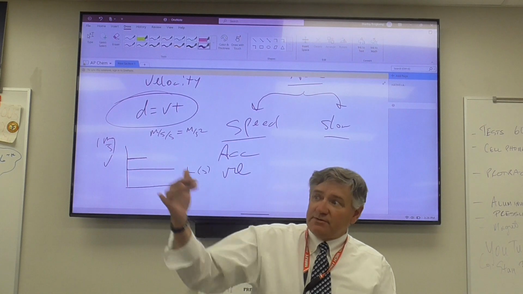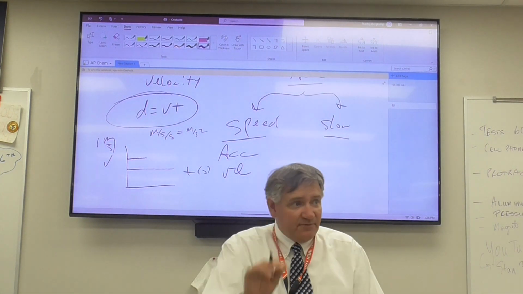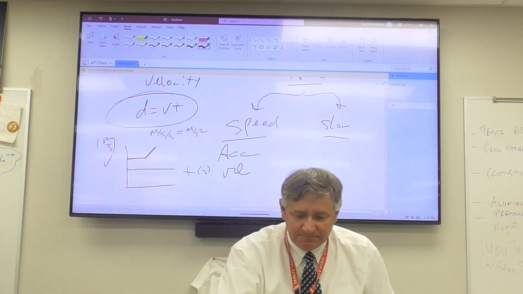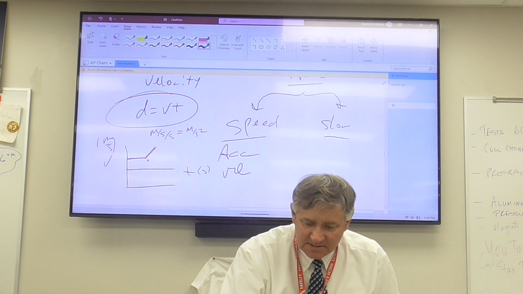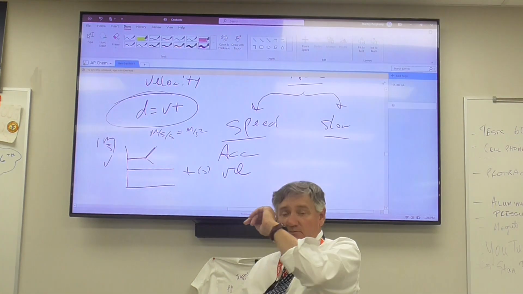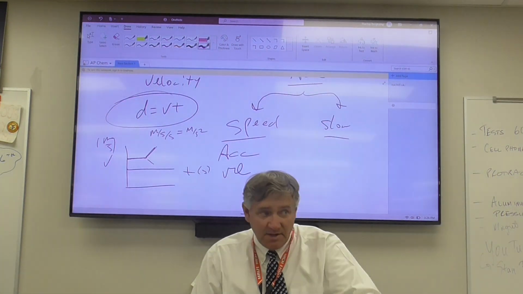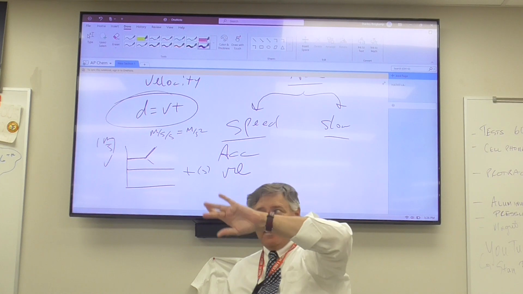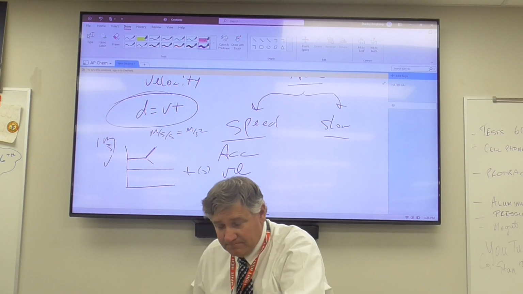Now, if you're going to accelerate, you have one of two options. This line can either slope up, or this line can slope down. Those are the two things. So if you're accelerating, either that line is going to slope up or that line is going to slope down. That's it. Nothing in between.